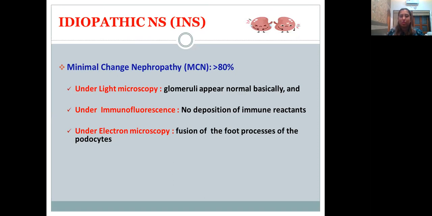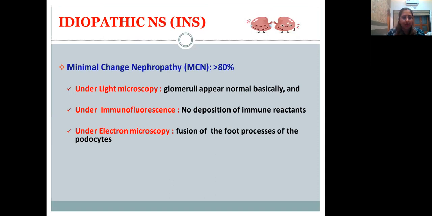MCNS is the most common cause of idiopathic nephrotic syndrome. First of all, idiopathic nephrotic syndrome is responsible for nephrotic syndrome in 90% of the cases. But the most common cause of idiopathic nephrotic syndrome is minimal change nephropathy or MCNS. So why is it called minimal change nephropathy? That is because when we examine a kidney biopsy section under light microscopy, the glomeruli will appear normal.